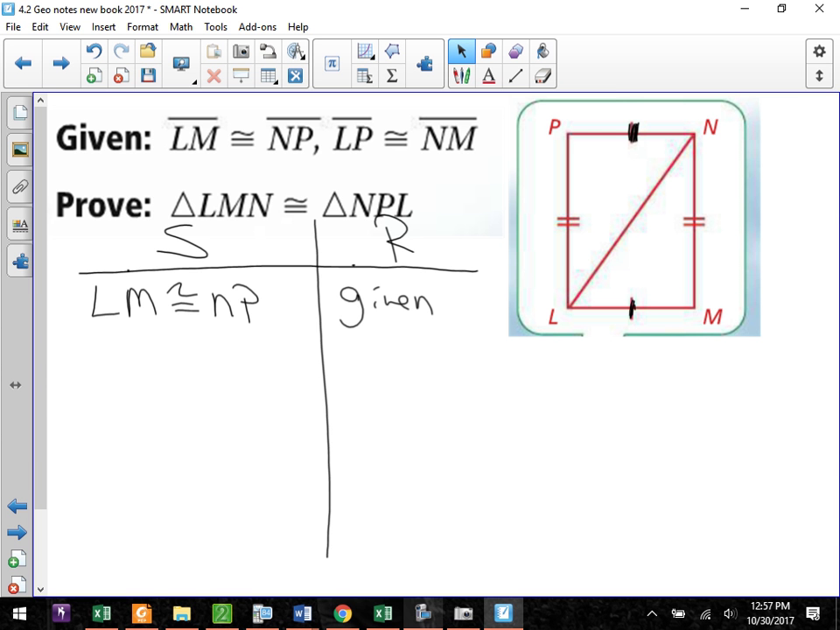Is it wrong if you don't put the bars over the segments? No. Is it wrong if you don't label angles or label triangles? No. And we are marked.